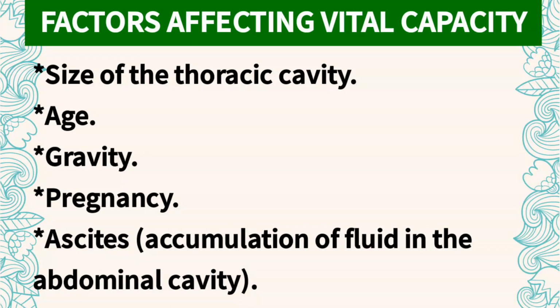The fourth one is pregnancy. In pregnancy, vital capacity is reduced due to pushing up of the diaphragm and decreased size of the thoracic cavity. The fifth one is ascites, that is accumulation of fluid in the abdominal cavity. The vital capacity is reduced due to pushing up of the diaphragm and decreased size of the thoracic cavity in ascites.